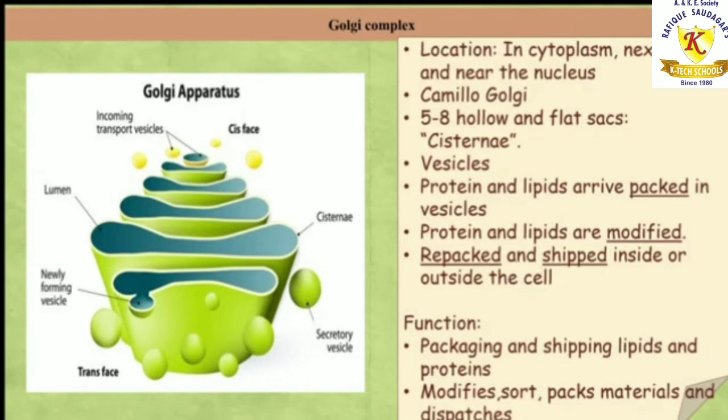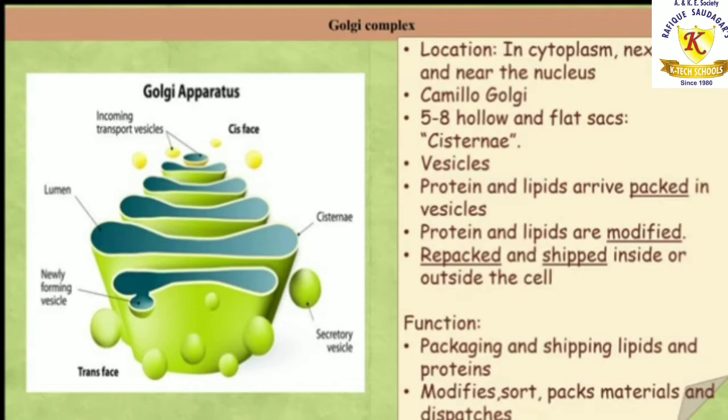As they pass through the cisternae, they are chemically modified with the help of enzymes. They are again packed in vesicles. These vesicles exit from the maturation phase. Thus, the cisternae work like a packaging department that packs and distributes the substances.